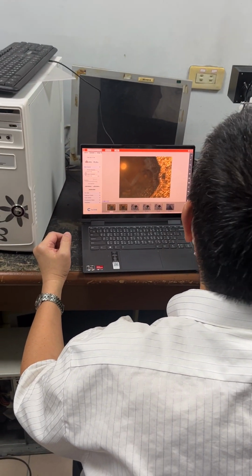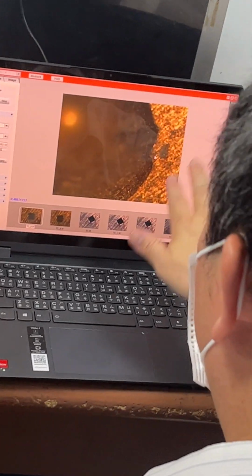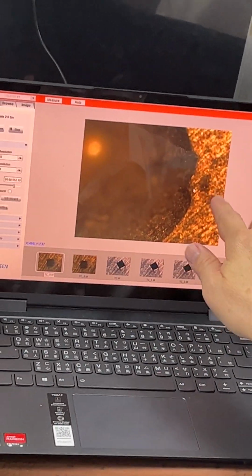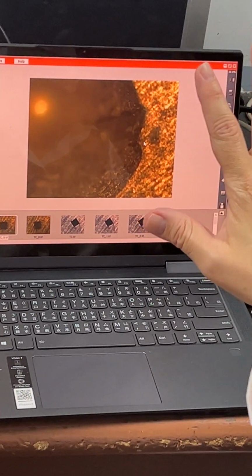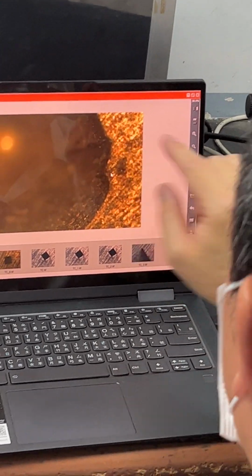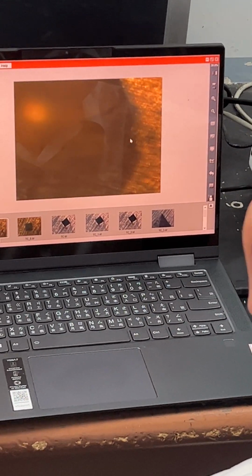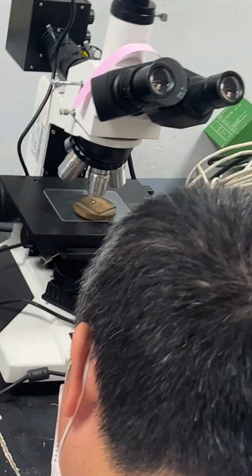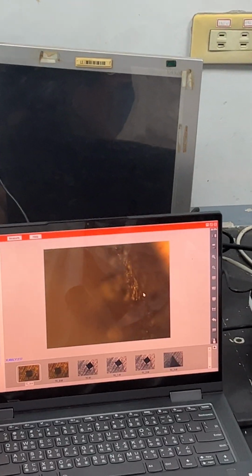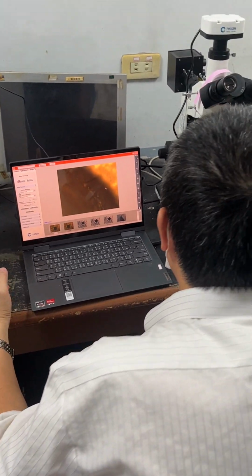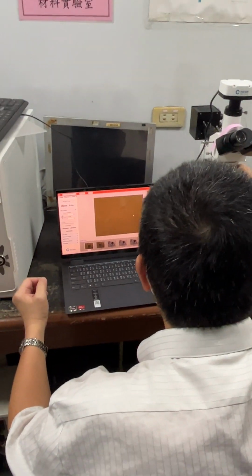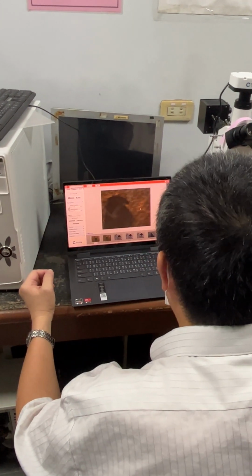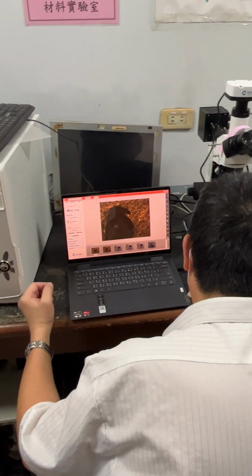10 times 10, which means that the magnification you see here is 100 times. And if you move to here, 20. Generally, we will start from the lowest because it's not easy to find what you are observing.